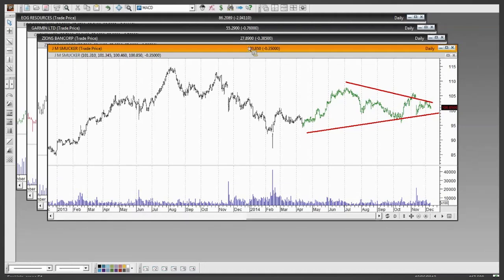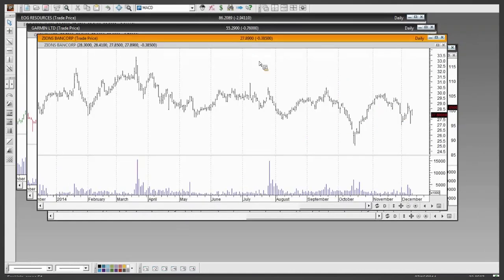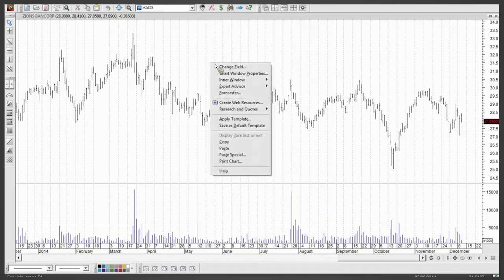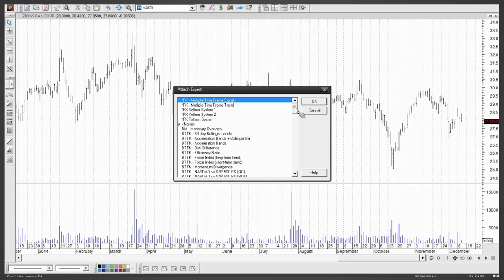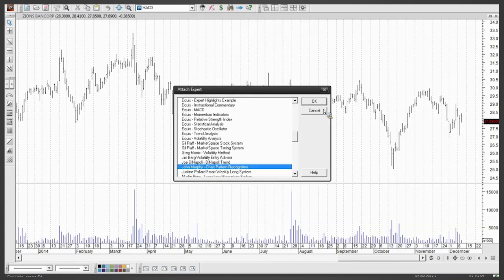Now let's take a look at one of our other charts. Let's take a look at Zions Bank. Now we're going to go ahead and attach our expert advisor. Scroll down to our John Murphy.